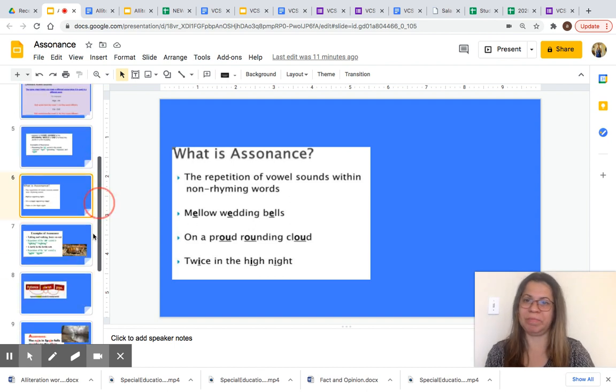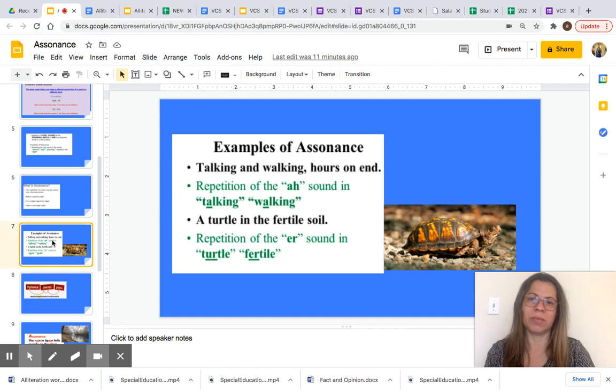Are you learning? A few more examples of assonance. Repetition of the A sound in talking and walking creates an assonance. A turtle in the fertile soil. The repetition of the sound in turtle and fertile creates an assonance. So you can see that I underlined the vowel sound that's creating an assonance.